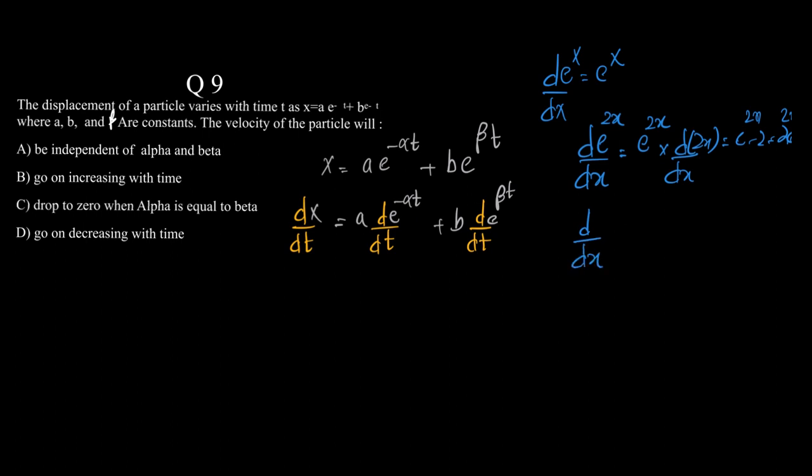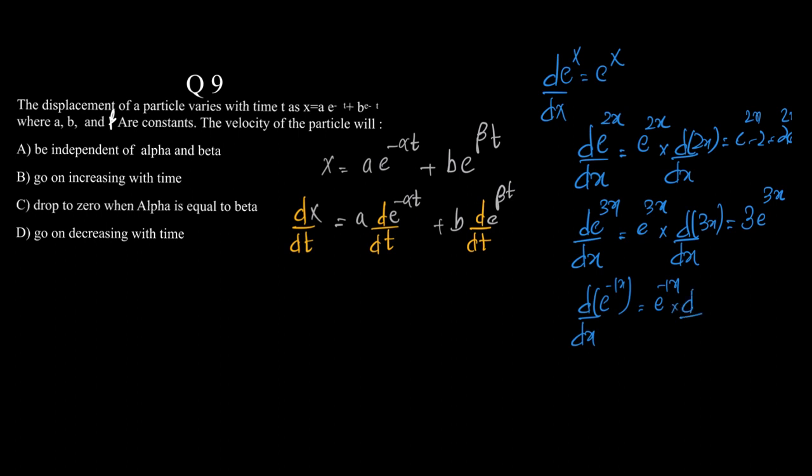Similarly, what is d by dx of e raised to 3x? It is equal to e raised to 3x into d by dx of 3x, which is equal to 3 e raised to 3x. One more, d by dx of e raised to minus 1x is equal to e raised to minus 1x into d by dx of minus 1x, which is equal to minus 1 into e raised to minus 1x, right? So these four examples are enough to solve this question.